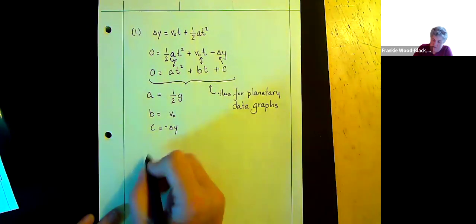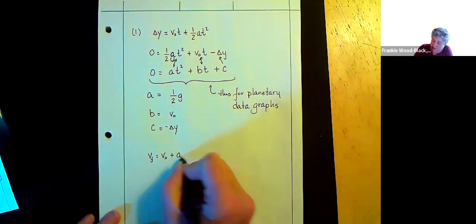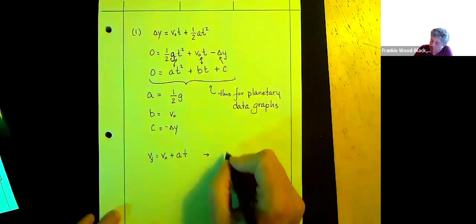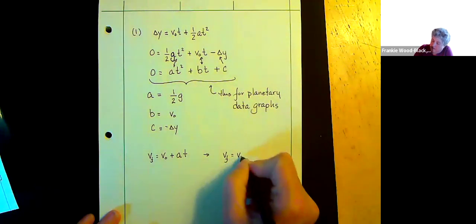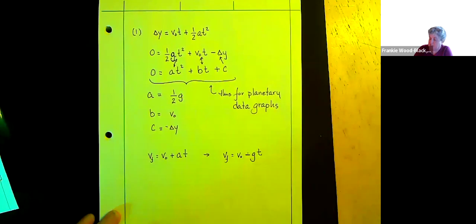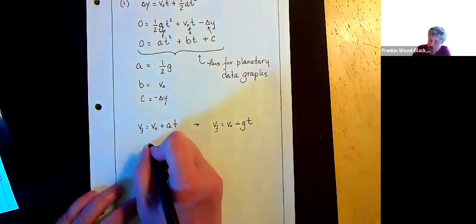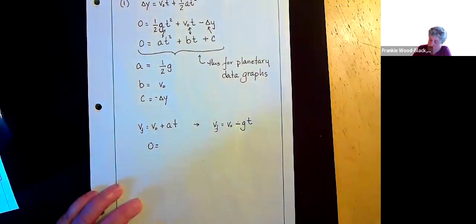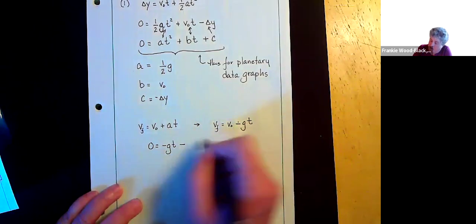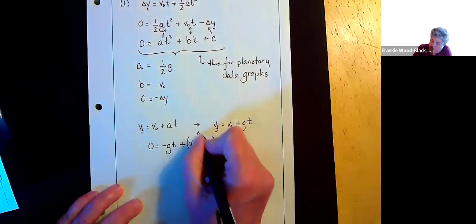My velocity final is equal to my velocity initial plus my acceleration times time. And we're going to make it a little easier. I'm going to get my velocity final equal my initial velocity plus or minus, we're going to go ahead and use a minus, my acceleration due to gravity. So I could do it that way. And so now if I did this as 0 is equal to negative gt plus v naught minus v final. That's my change in velocity.